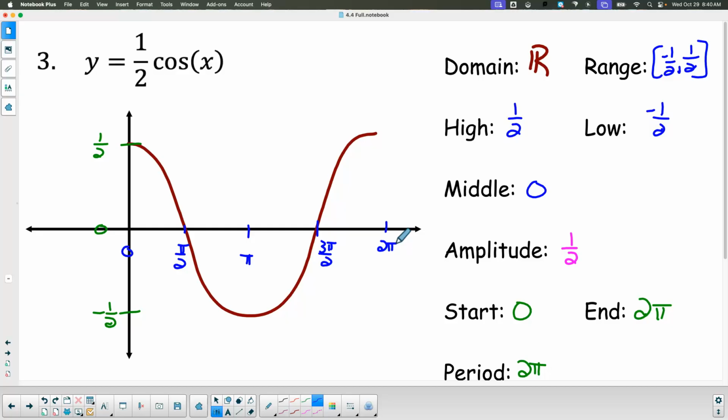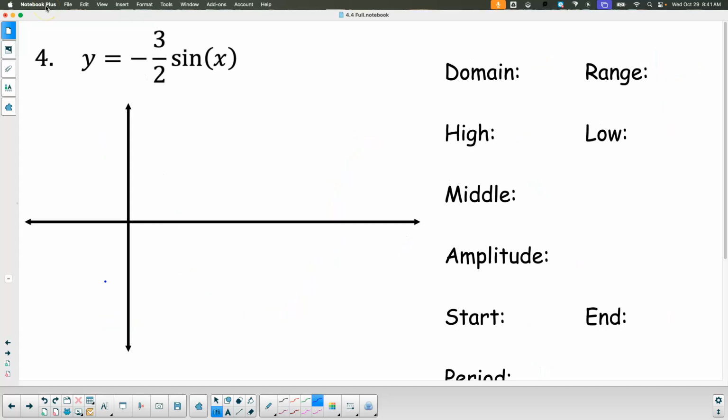With me? Memorize the pattern. Okay? Because the pattern's never going to change. Okay? Only thing that changes is the numbers, and you get that from the equation. Okay? Try that one on your own.